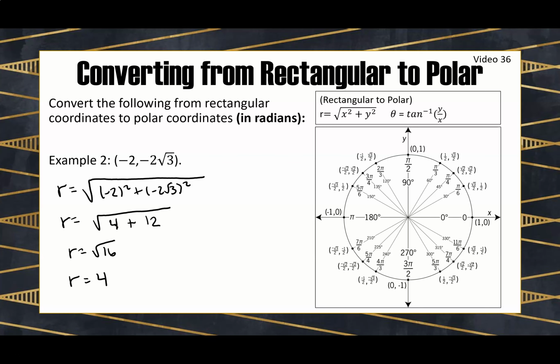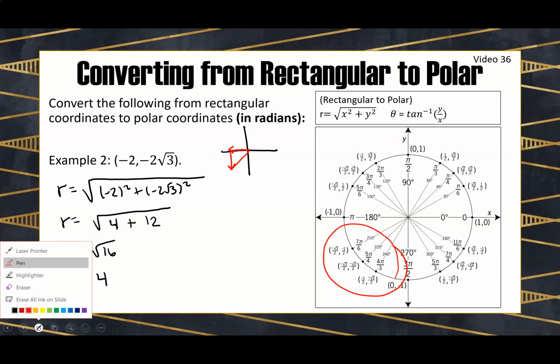Now, we're done with the radius, but look at our coordinate. Where is it located? If you were to graph that rectangular coordinate, you'd find that it was left 2 and then down 2 root 3. So you're actually located somewhere over here. So let's go ahead with that in mind and find out what angle we have.